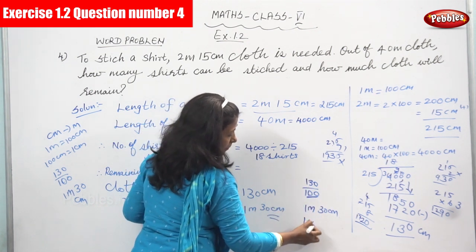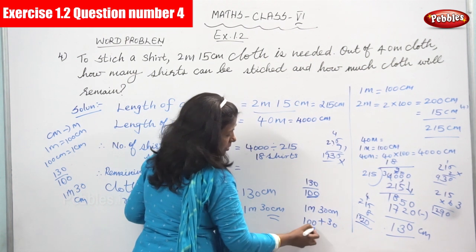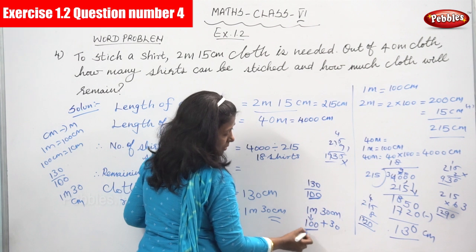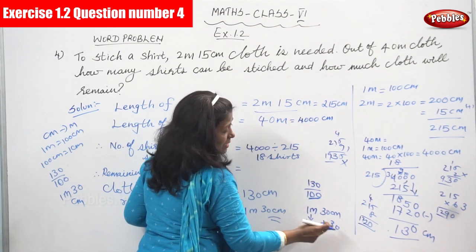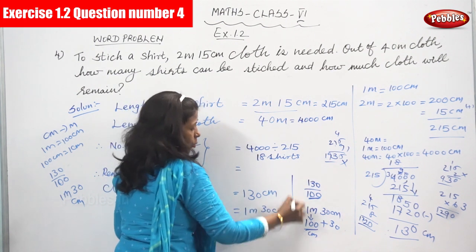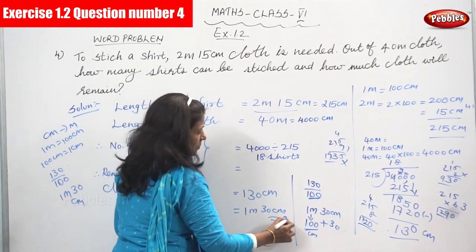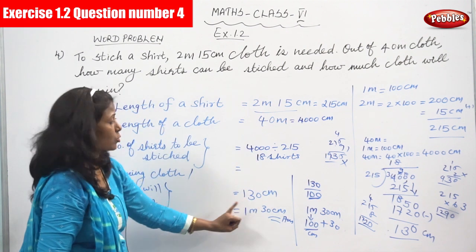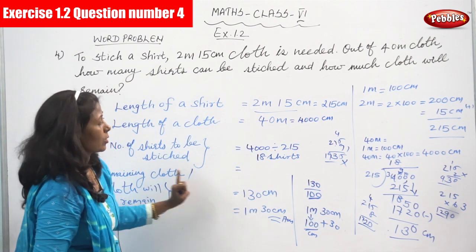130 means 100 plus what? 30. So this 100 centimeter you can consider as 1 meter. You know that. So 100 centimeter is equal to 1 meter. So this 30 centimeter as it is will come. That is what? 1 meter and 30 centimeter. The answer is 1 meter and 30 centimeter is the remaining cloth. Otherwise 130 centimeter is the remaining cloth, or the cloth that will remain.